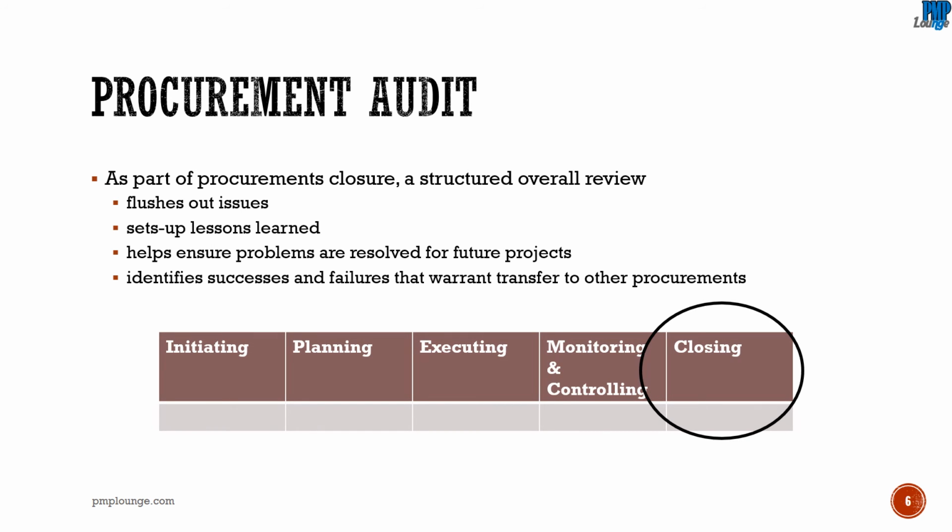What it does is go over, in a structured manner, the entire procurement process so that for future projects it becomes easier, and it flushes out issues and helps to set up lessons learned. So not just for future projects but also for future procurements in the same project as well. Procurement audit is thus helpful. Its focus is only on the entire process of procurement. So those were the different types of audits that we have.